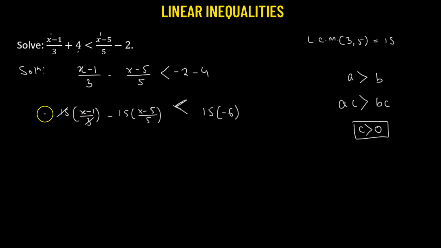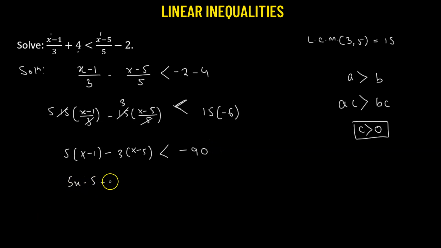Now 3 times 5 is 15, so we have 5 multiplied to (x minus 1) minus, so 5 times 3 is 15, that gives us 3 times (x minus 5). So this is going to be less than 15 times negative 6, which is negative 90. Now we have 5x minus 5 minus 3x plus 15 less than negative 90. 5x minus 3x is 2x. Negative 5 plus 15 is positive 10, less than negative 90.